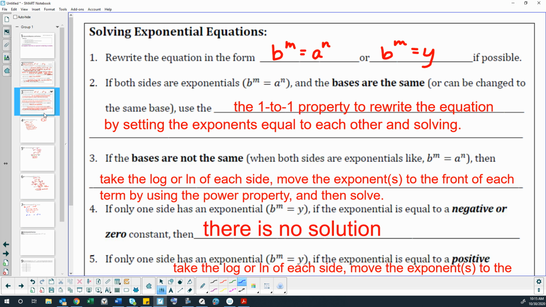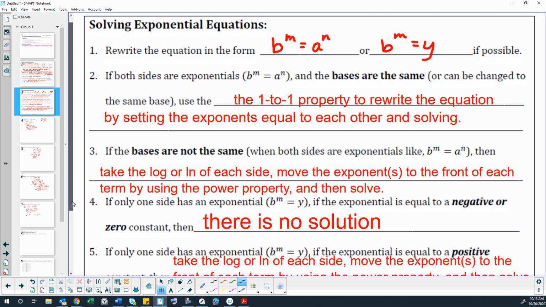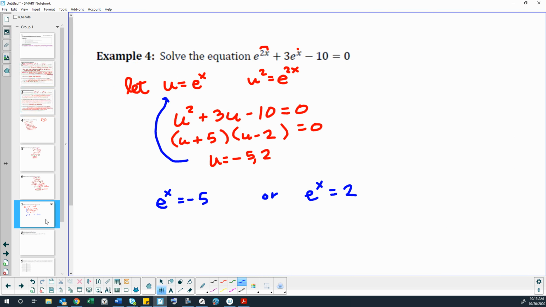So notice how we have an exponential equal to a constant. For one of them, that constant is negative, and for the other one, the constant is positive. So for the one that has the negative constant, there is no solution. For the one that has the positive constant, we can solve this by taking the log of each side. Now, since the base of our exponential is e, I highly recommend using a natural log because that will make one of our logarithms, at least, cancel out.